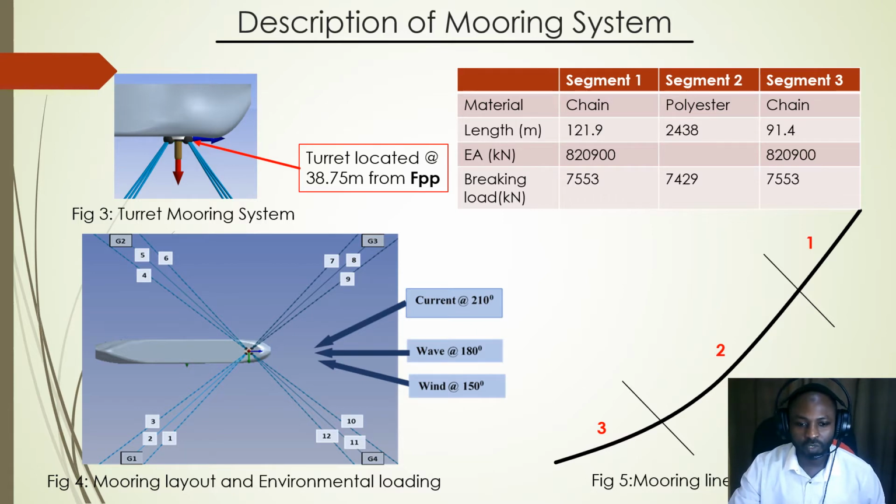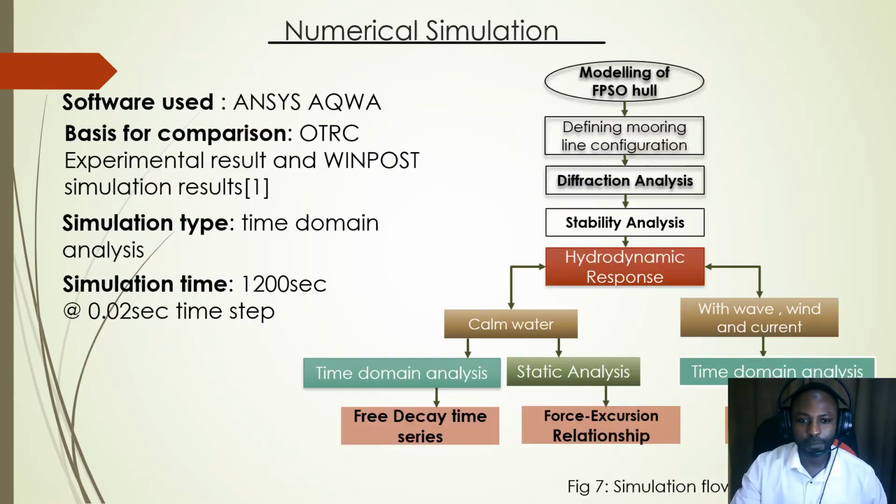Each of these lines consists of 3 segments: the top, midsection, and the bottom. The top and bottom are made of chain, while the midsection is polyester, as we can see in the figure with their properties. The FPSO is also acted upon by a combination of environmental loadings: the current at 210 degrees, wave at 180 degrees, then wind at 150.